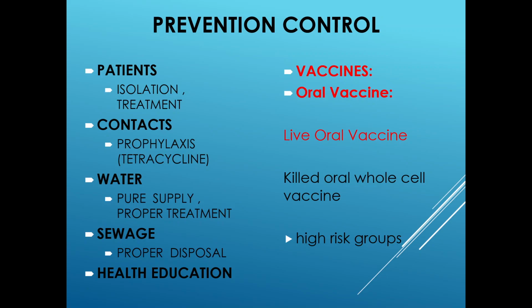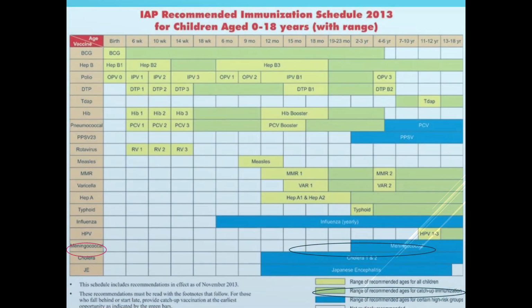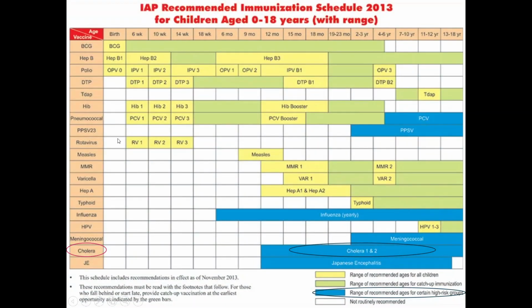We can use two types of vaccine. Very often we use an oral live vaccine, and can use a killed oral whole-cell vaccine for people in high-risk groups. Different countries include prophylaxis against cholera in their vaccination schedule, and you will see, for example, a schedule of recommended immunization, cholera, for the range of recommended ages for certain high-risk groups.